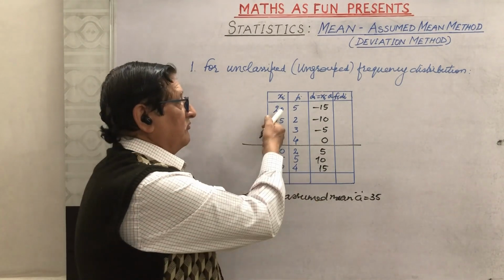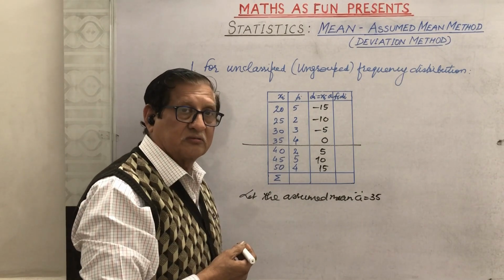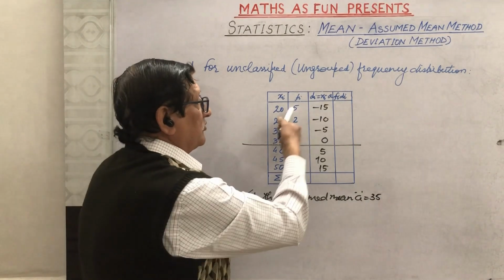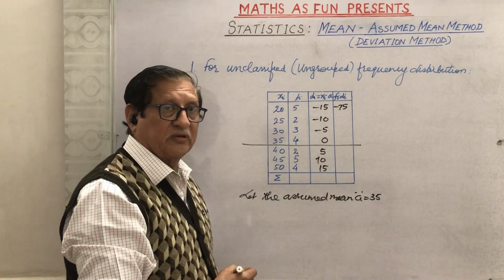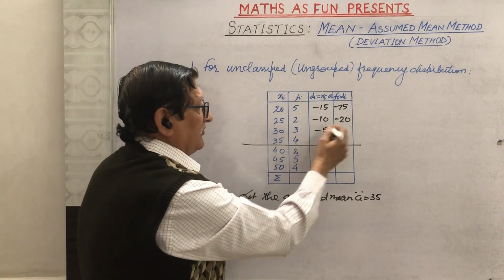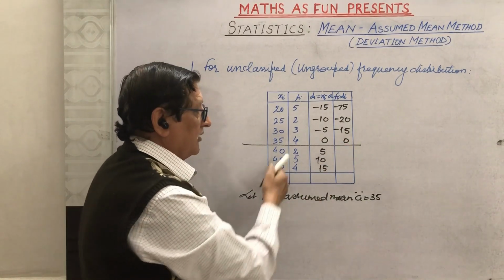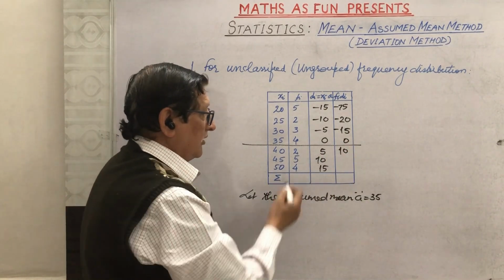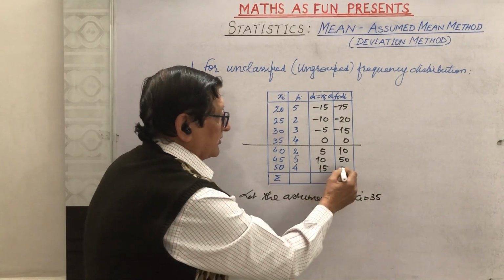Now we have to multiply these frequencies and the deviations. So fi into di: 5 times 15 is 75, it is minus 75. 2 times minus 10 is minus 20. Minus 5 into 3, minus 15. 0 into 4, 0. 2 into 5, 10. 5 into 10, 50. And 4 into 15, that is 60.